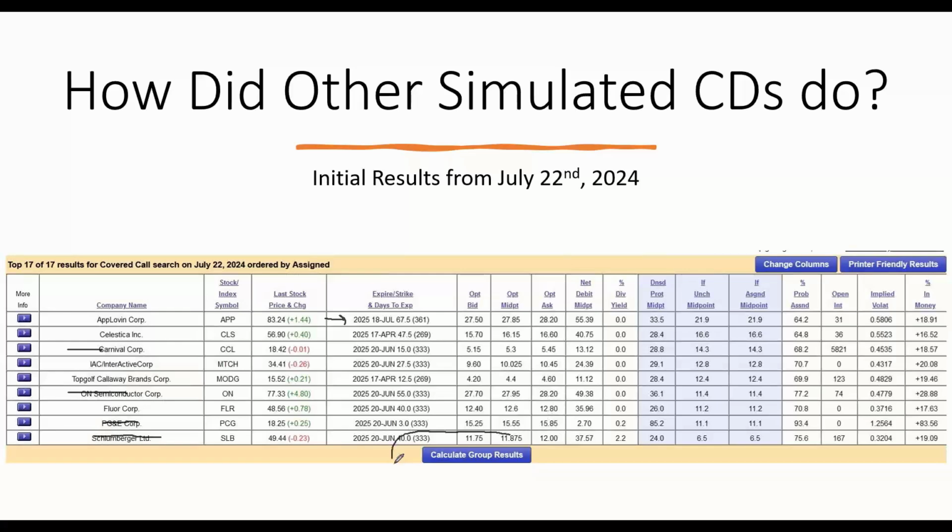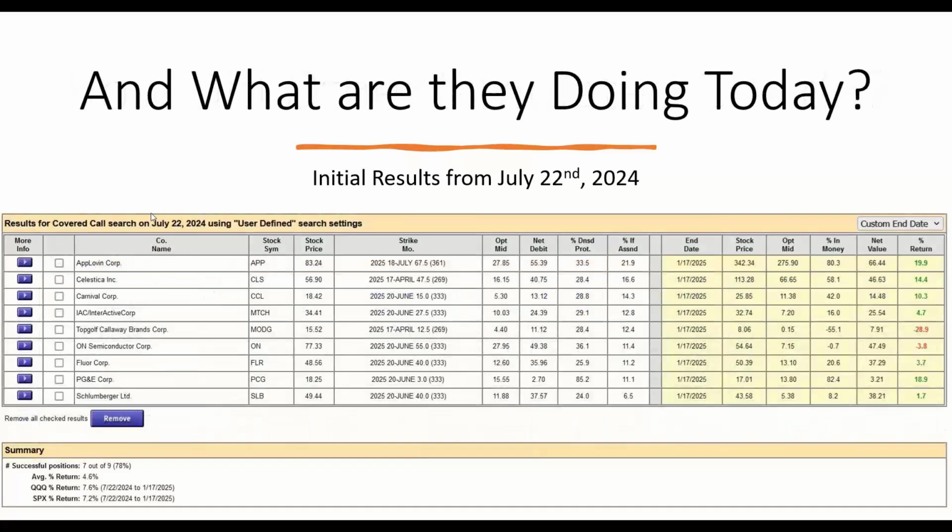But when you run a historical search, you can then hit calculate group results to see the end return of those positions. We are not at the end return, right? We're not there. We're at the halfway point. But that same search results from July 22nd, 2024: 78% of the positions were profitable for an average of a 4.6% return. Lagging QQQ and SPX, but you expect that because of the capped gains on the position, even though we're looking at double-digit gains.